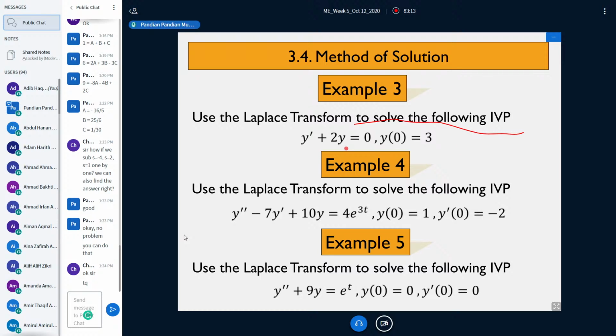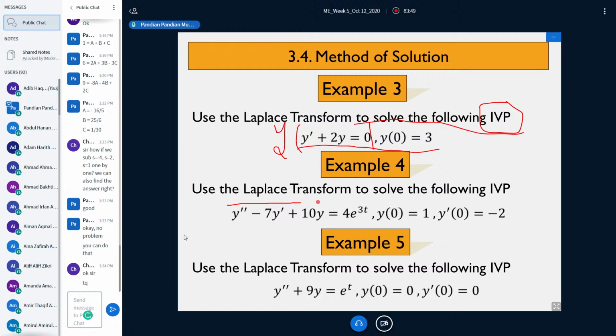y dash plus 2y equals 0, y(0) equals 3. This is what we call an IVP, meaning initial value problem. So this one is first order. You take the Laplace of the whole thing, the Laplace of the left hand side and right hand side. This 0 is t power 0, no? Laplace of t power 0 is 1, but this is 0, so the Laplace of 0 is 0.